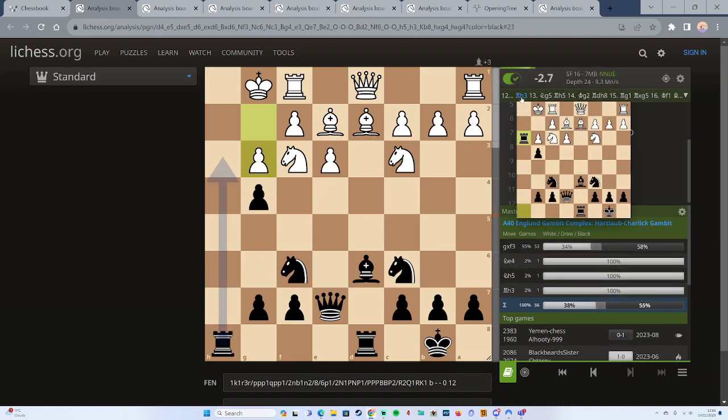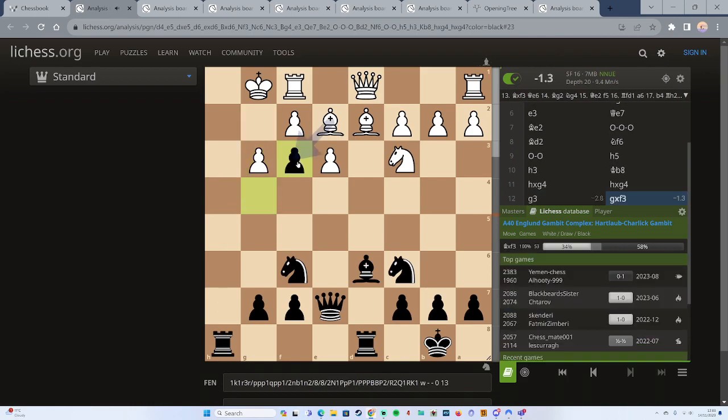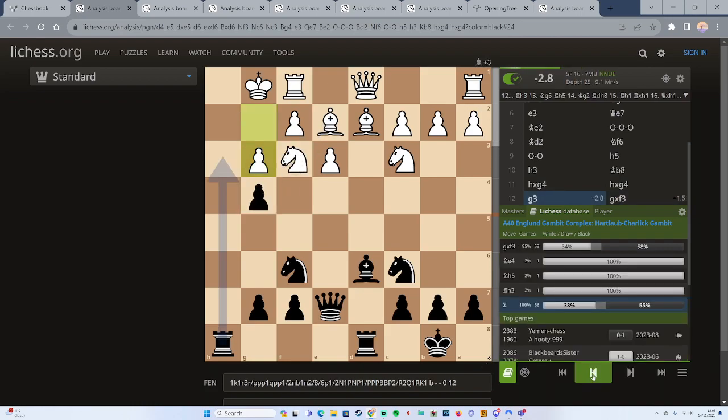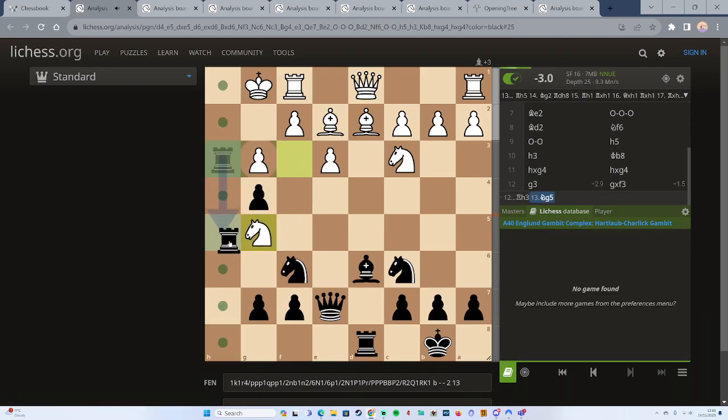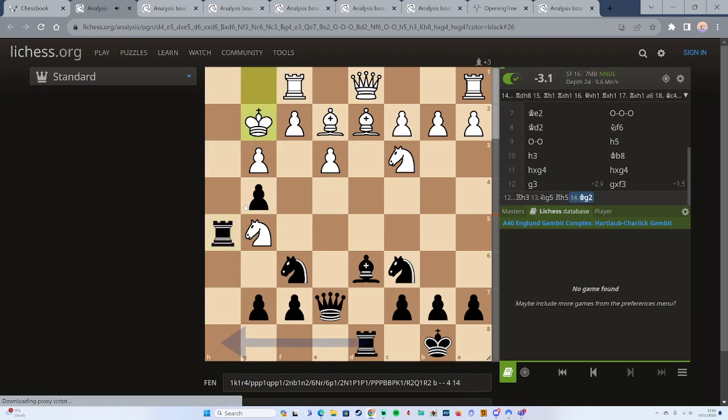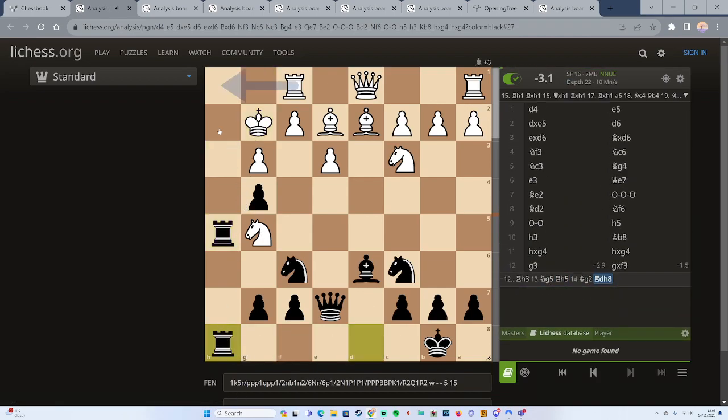You don't take the knight. If you take the knight, it's not as good. Interesting. Did we look at this already? It's saying rook to h3 is the best. Knight to g5, rook to h5. This is madness. Now the knight's got nowhere to go. King to g2, rook here.